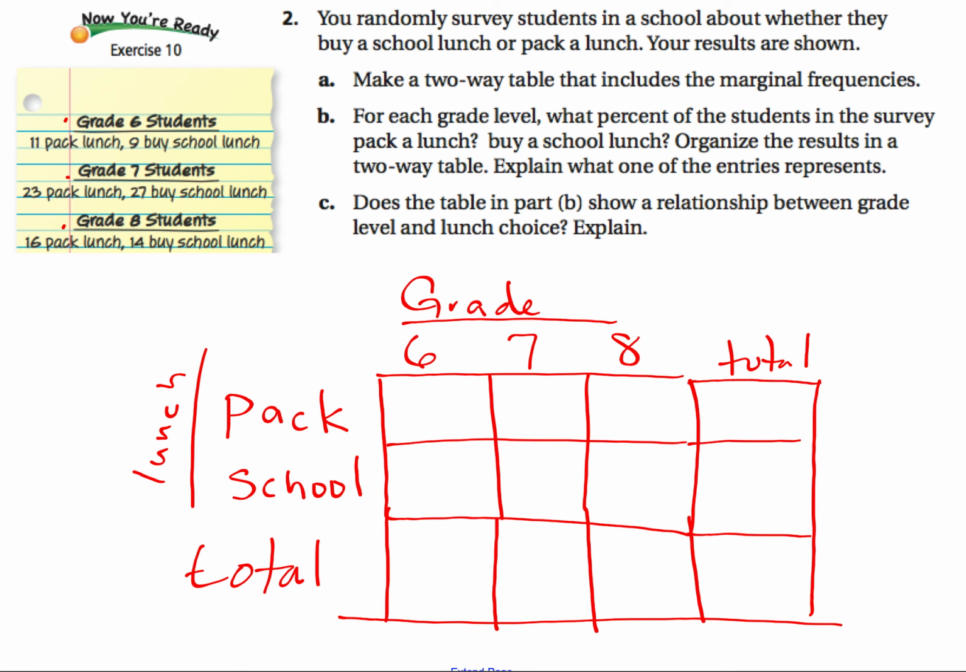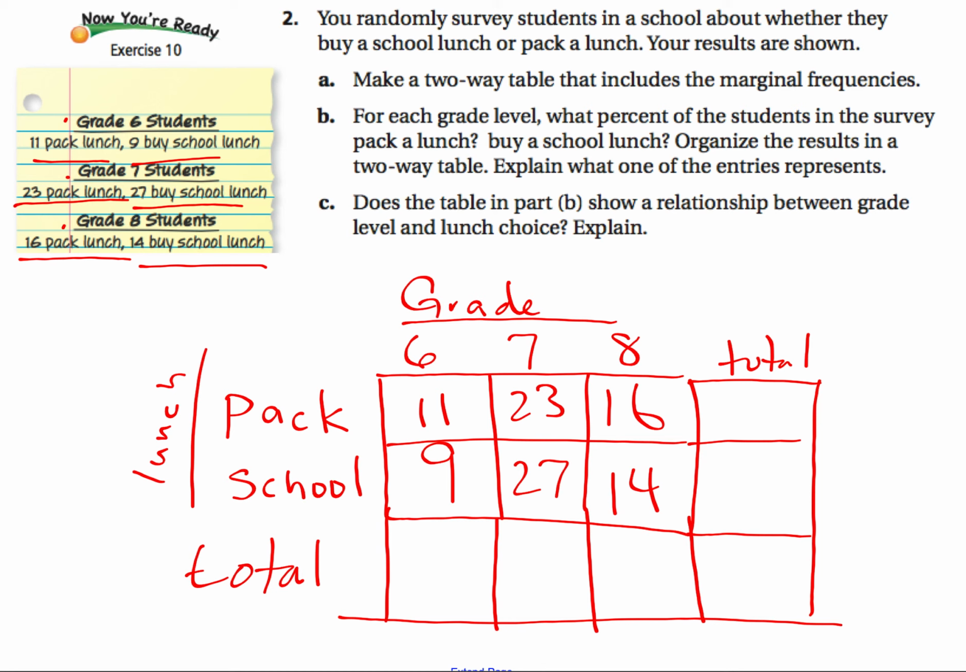All right. Okay, now we go through the data and figure this out. It looks like 6th grade students, 11 of them pack a lunch, 9 of them buy school lunch. 7th graders, 23 pack a lunch, 27 buy school lunch. 8th grade, 16 pack a lunch, 14 buy school lunch. And now we've just got to do the totals. Sixth graders, we've got 20, 9 plus 11, 23 plus 27 is 50, and 14 and 16 is 30.